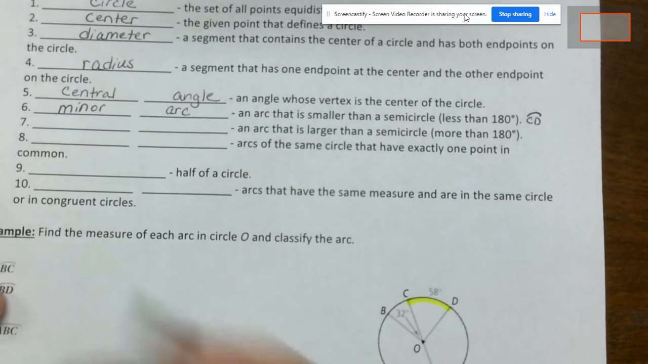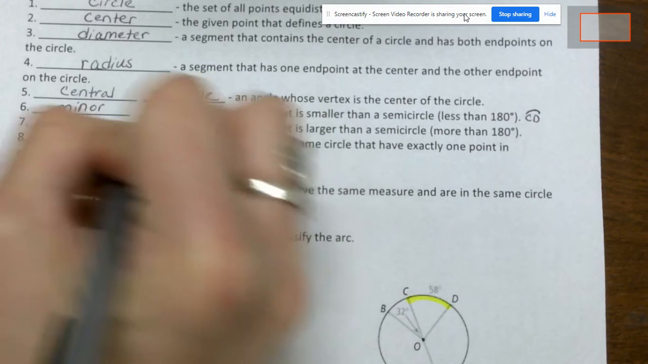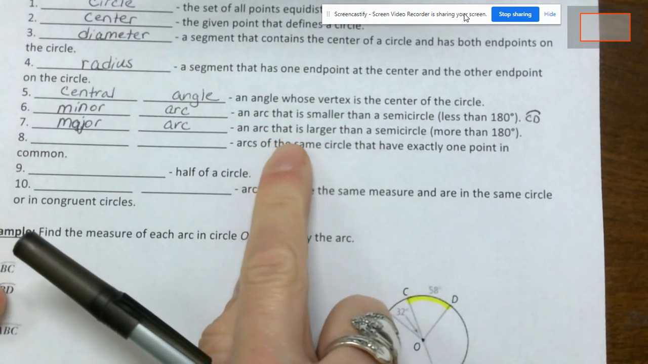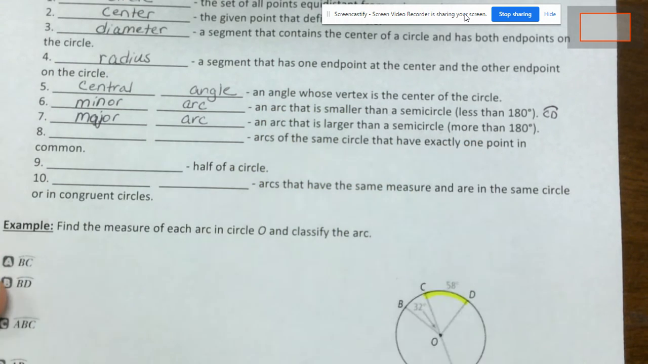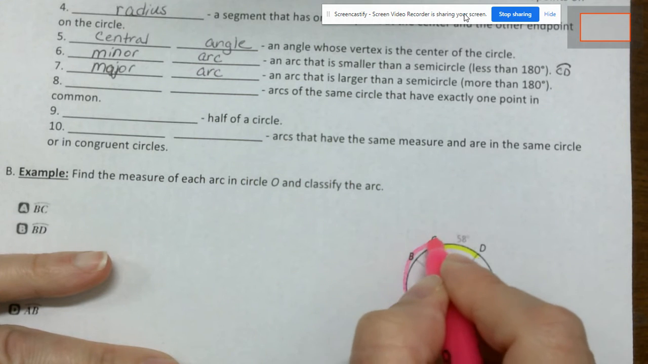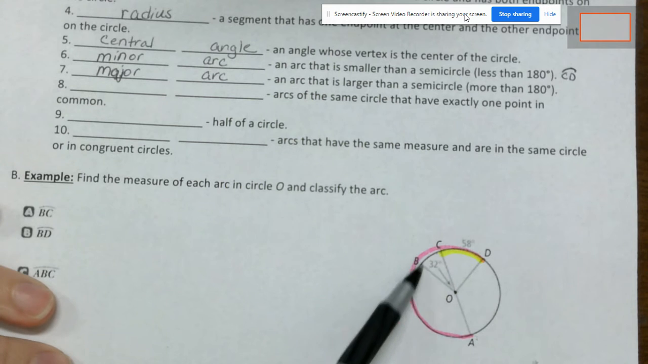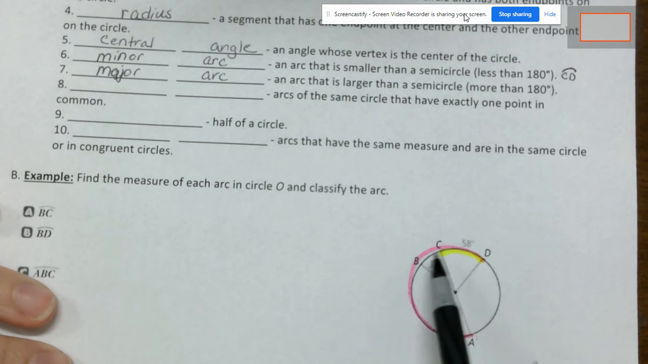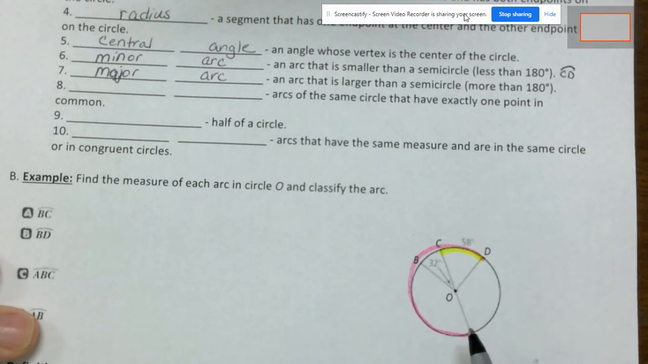The next one is a major arc. A major arc. Okay, a major arc is an arc that is larger than a semicircle. So it's more than 180 degrees. So for instance, a major arc down here might be all the way from A all the way around to that D. Because, of course, from A to C would be 180 degrees. But then if we go on to D, that's more than 180. So that would be considered a major arc.